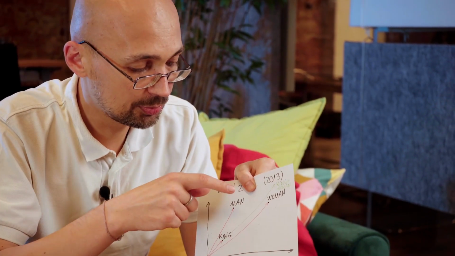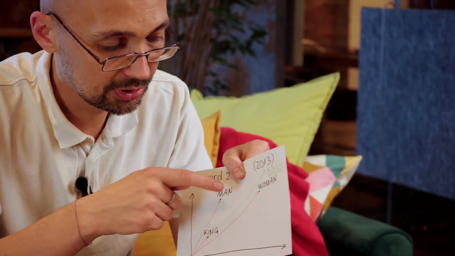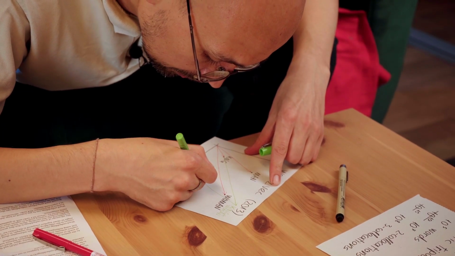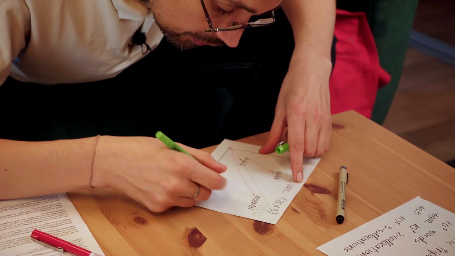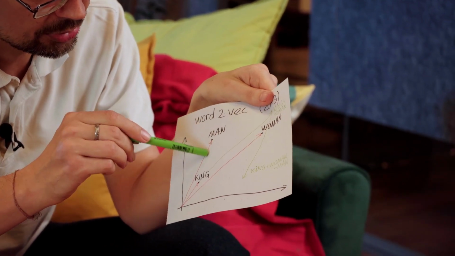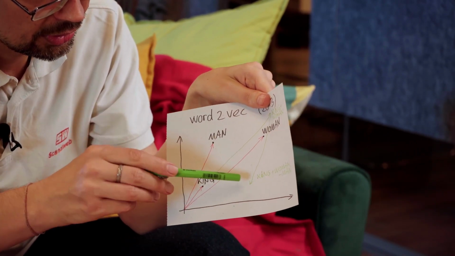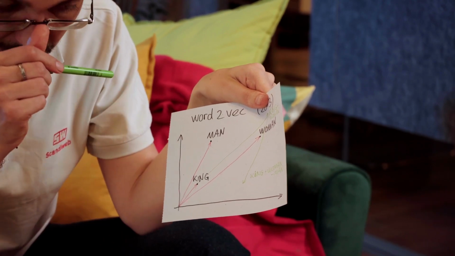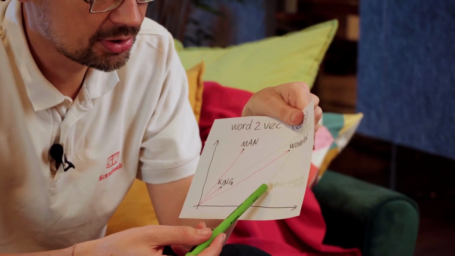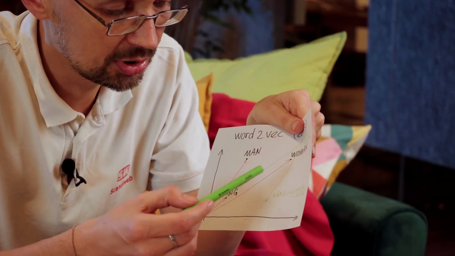So now I want to subtract a vector man from this sum of two vectors. In order to do that, I have to start from this point and draw a similar arrow, but in the opposite direction, which is parallel and of the same length as this arrow, and we arrive somewhere here. So this is a point, also a vector, which stands for the sum of these vectors: king, woman, and minus man.